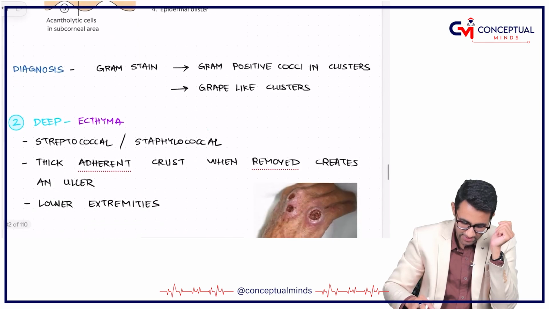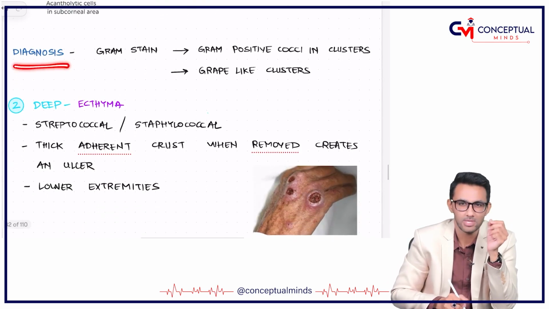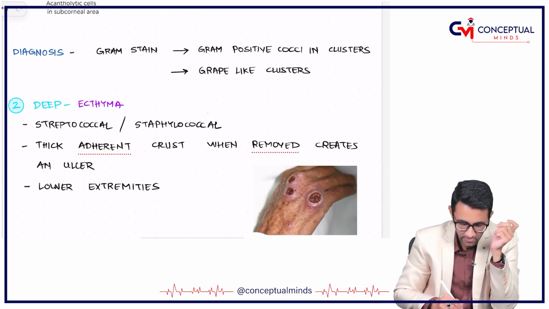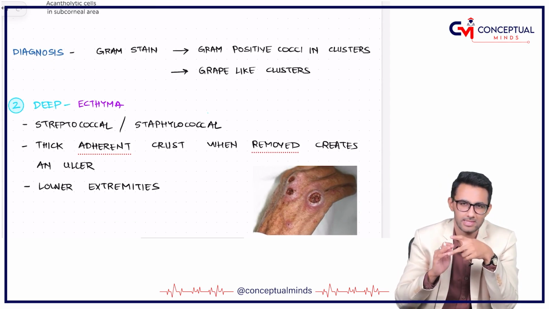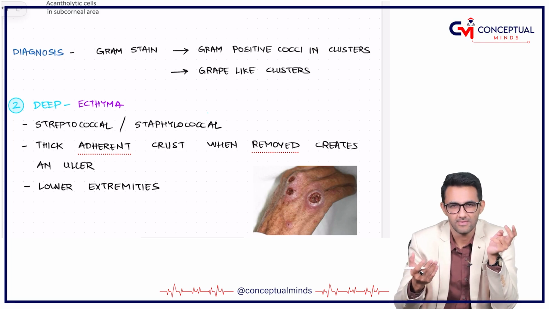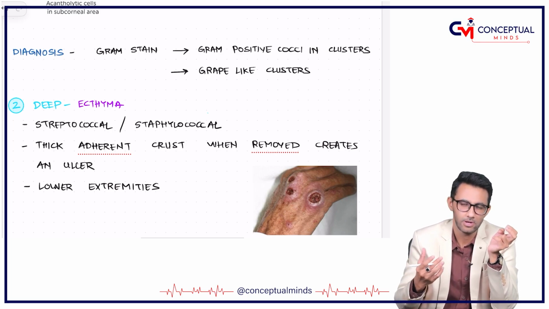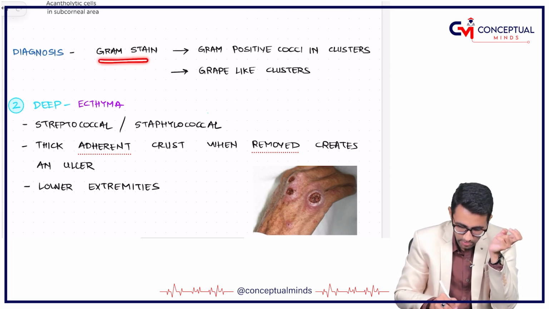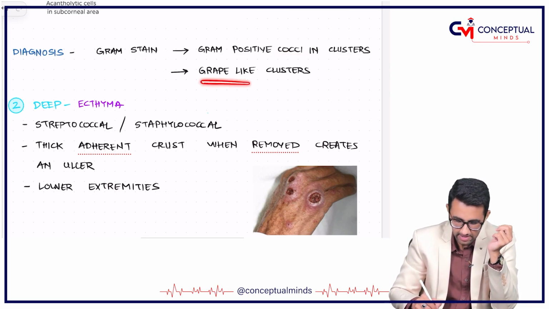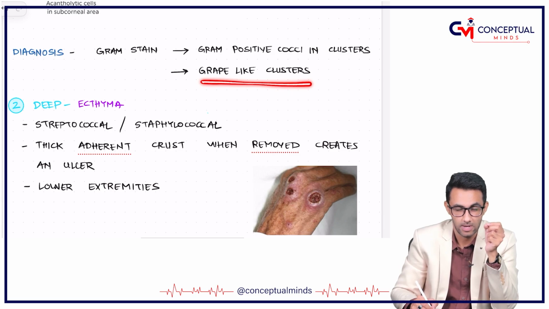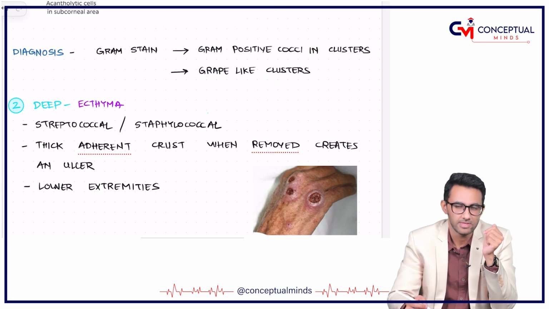Now we go on to the next one, the diagnosis part. How would we do it? It's pretty simple. There are only two organisms, either Staph or Strep. We're going to give antibiotics and the patient is going to be treated. We could do a gram stain and find gram-positive cocci, or grape-like clusters. Streptococcus would be there if this condition is present.